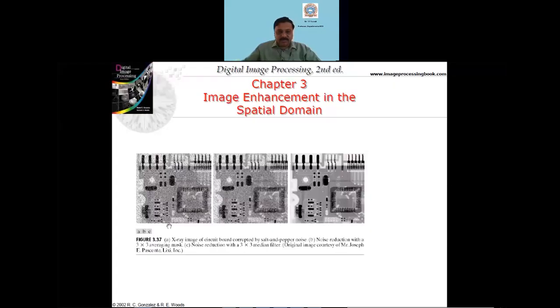This is an X-ray image of a circuit board which is corrupted with salt and pepper type of noise. I hope you can notice white and black dots here. Now, if I use a simple averaging filter, it actually spoils the image rather than improving it, because obviously the averaging filter is going to smear the values. Whereas if I use a median filter, it can remove the noise, as you can see. So it has removed most of it.